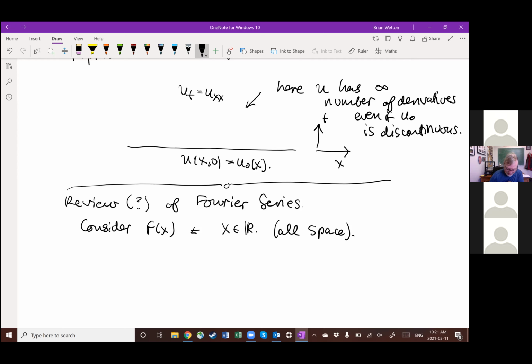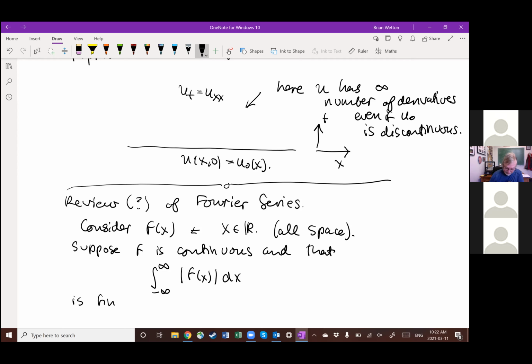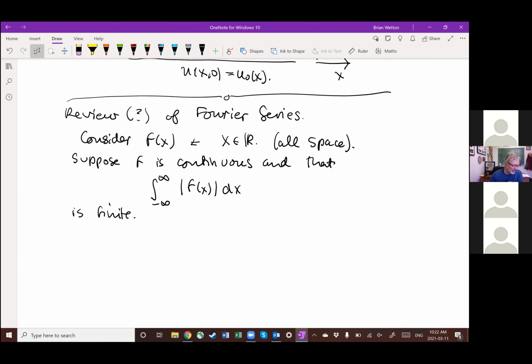Okay, let's suppose that f is continuous. That can be relaxed to measurable, if you know what that means, and that the integral of its absolute value is finite. So f is in L1, if you know what that is. I'm assuming that most of you don't, but if you do, then this is stuff you've probably all seen before.